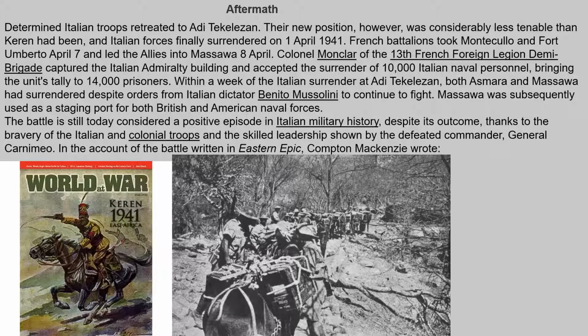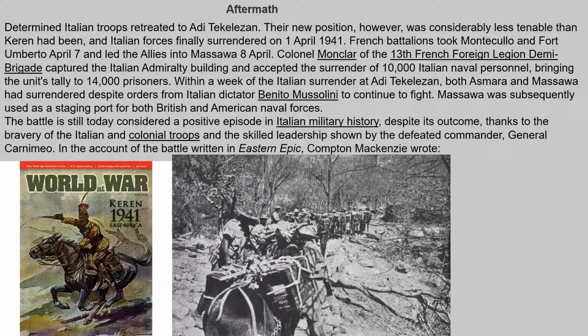Determined Italian troops retreated to Amba Alagi. Their new position, however, was considerably less tenable than Keren had been, and Italian forces finally surrendered on the 1st of April 1941. French battalions took Monte Sulo and Fort Umberto on April 7th and led the Allies to Massawa on 8th of April.